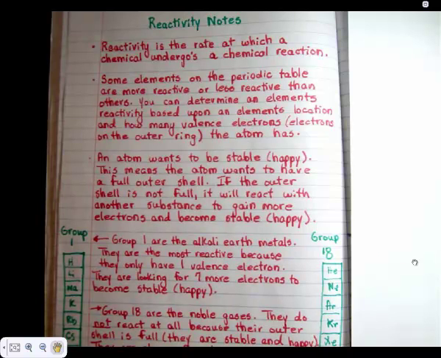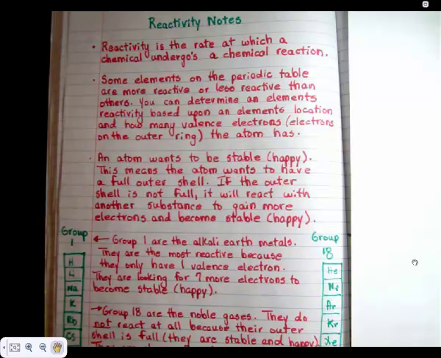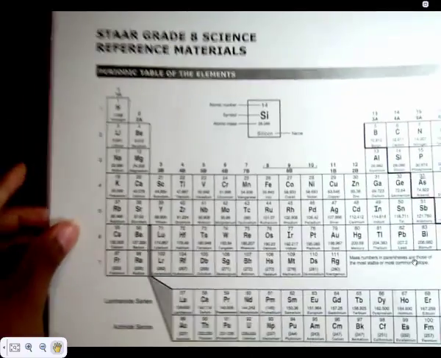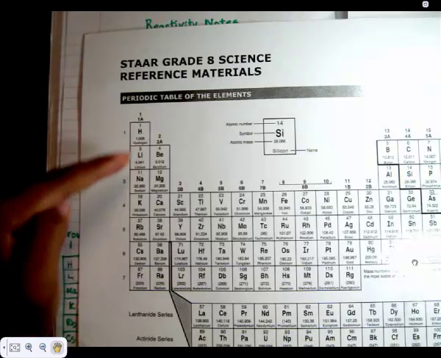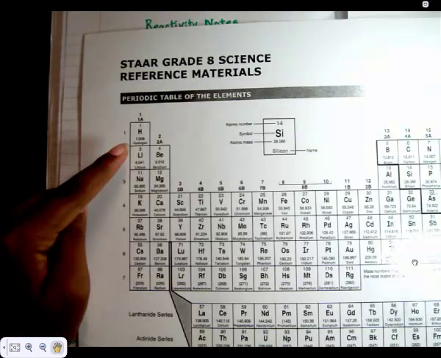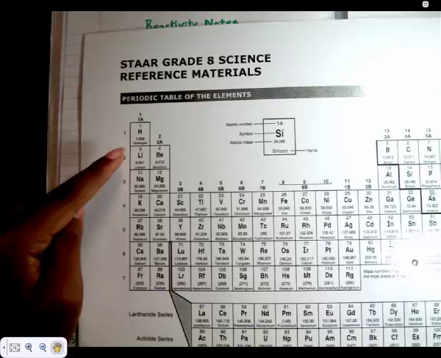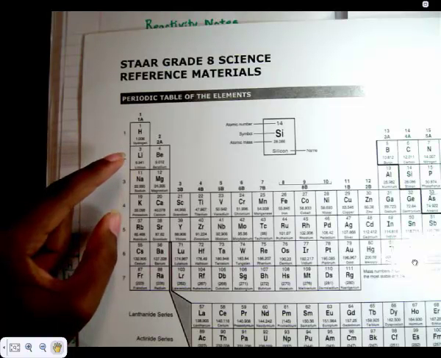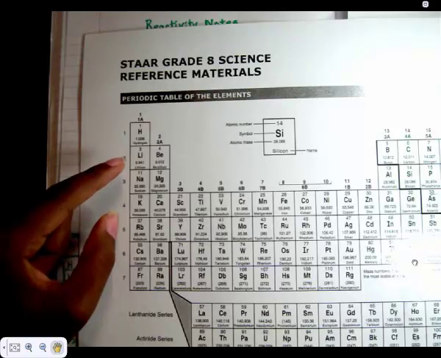Group 1 are the alkali earth metals. They are the most reactive because they only have 1 valence electron. They're looking for 7 more electrons to become stable and happy. So here's group 1. They only have 1 valence electron, so they are extremely reactive. They are always looking for 7 other electrons to fill up their outer ring.